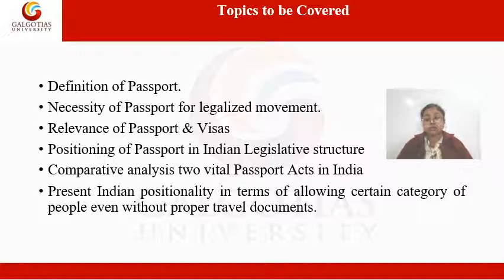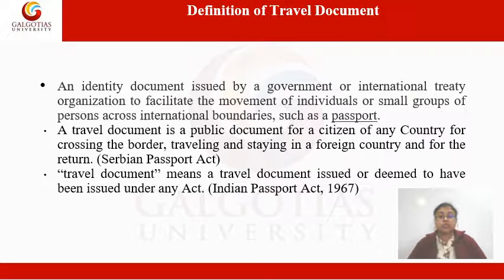Then what are the circumstances under which a person may be allowed, or what are those laws under which a person, while fulfilling those conditions or exceptions, can travel without proper travel documents. So firstly, to go with the definition of travel document, the first definition is a generic definition: an identity document issued by a government or international treaty organization to facilitate the movement of individuals or small groups of persons across international boundaries, such as a passport.